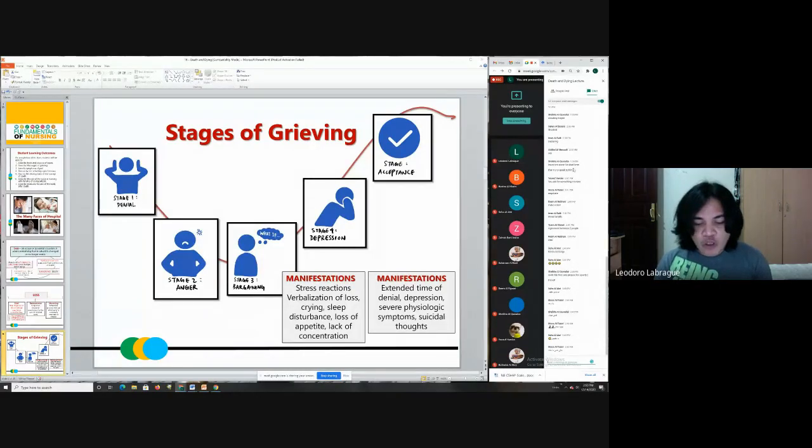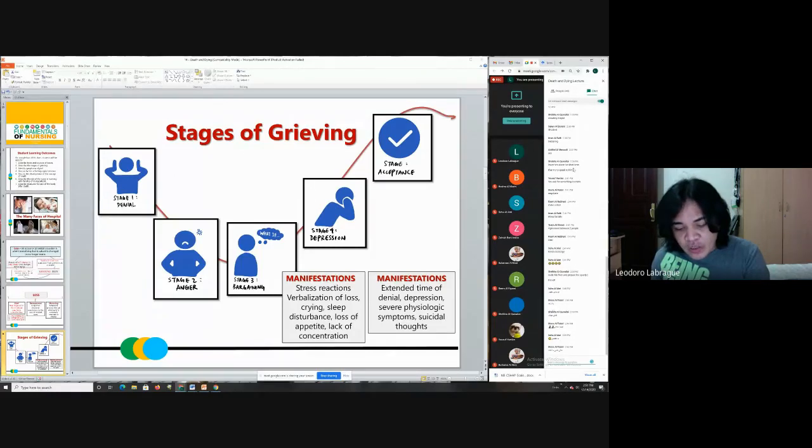Okay? And how do you know if a person is already in the acceptance stage? This is very observable. It is where the person perhaps prepares all the last will and testament. He tries to make sure that all his properties are already assigned to the children. What else? He's starting to come to the reality and accept and try to avoid denying the existence of loss.